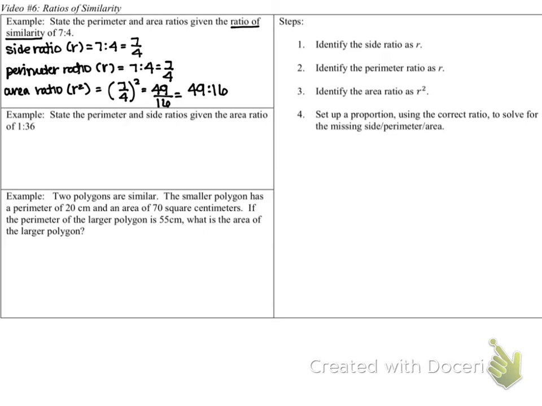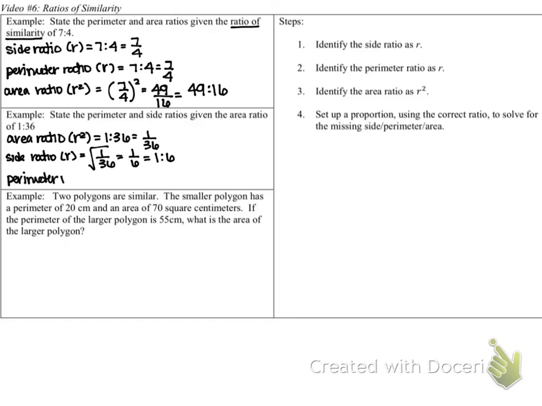Okay, I want to state the perimeter and the side ratios given the area ratio, right? So this time we're given R squared. So the area ratio, R squared, is going to be equal to 1 to 36, which we know we can write as a fraction, 1 over 36. Now, if we want to find the side ratio, that is actually R. So what we're going to do is take the R squared and square root it. When we do that, we get 1 over 6, which we know we can write as 1 to 6. Once we know the side ratio, we can identify the perimeter ratio, which is also R, so 1 over 6 or 1:6.